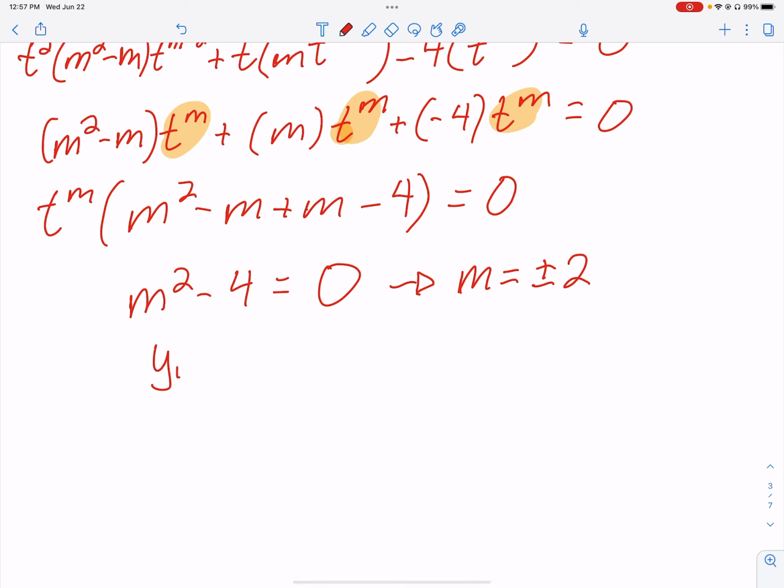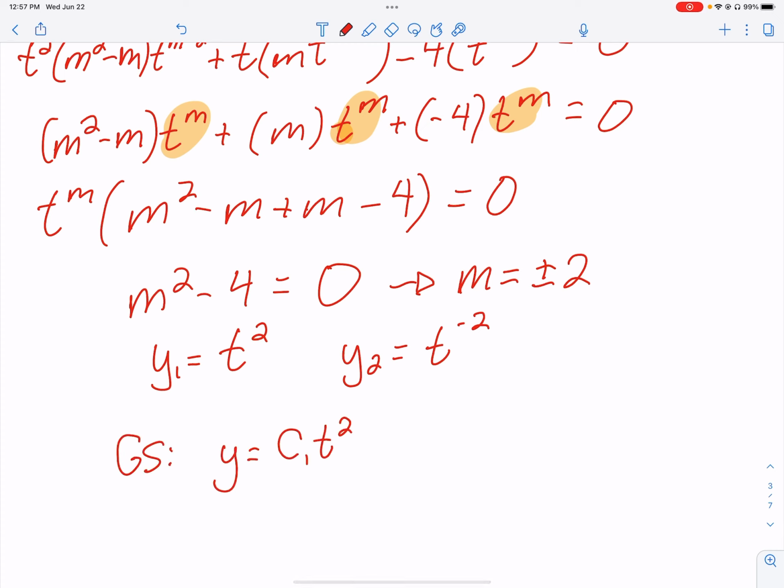So y1, since these are just real numbers, I get t to the second, and then y sub 2 is going to be t to the negative 2, which means our general solution is y equals c1 t^2 plus c2 t to the negative 2. So there's our general solution.